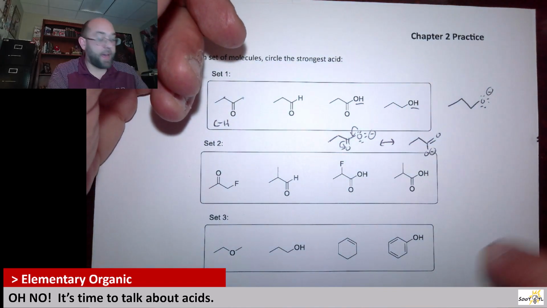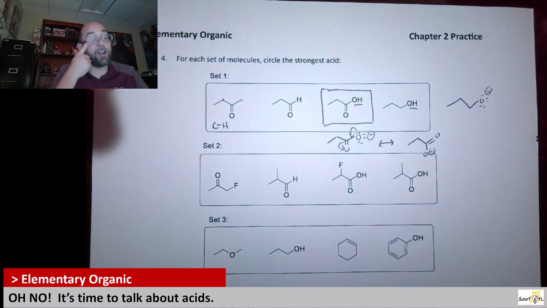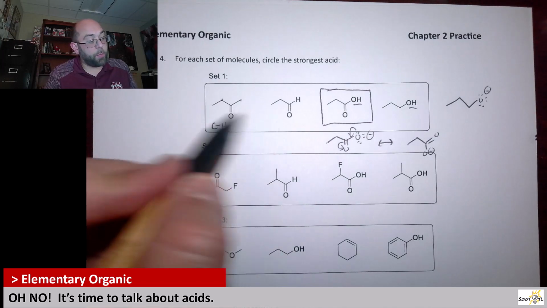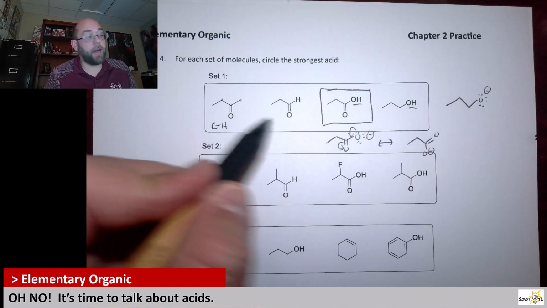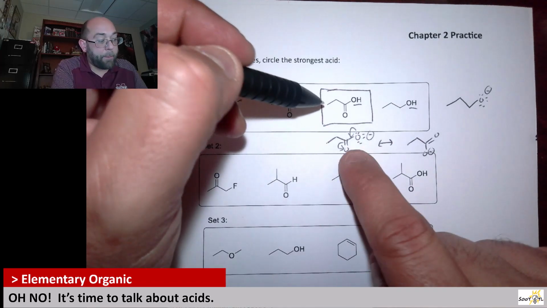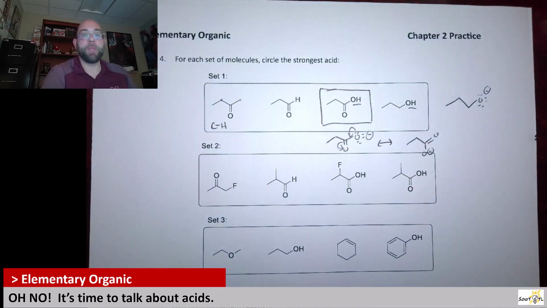So based off that, we can assume that this is going to be the strongest acid of these four, right? The others don't really have polar bonds to easily remove a hydrogen. They both had polar bonds. Resonance after deprotonation was the winner. Okay.